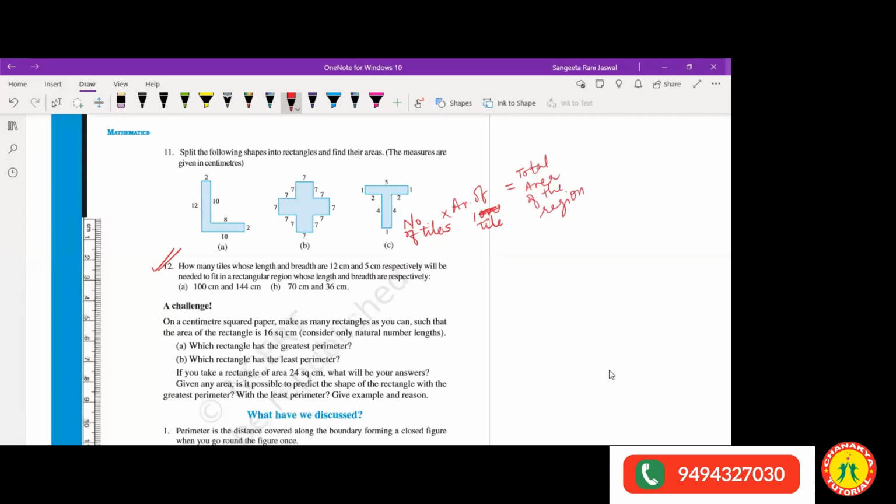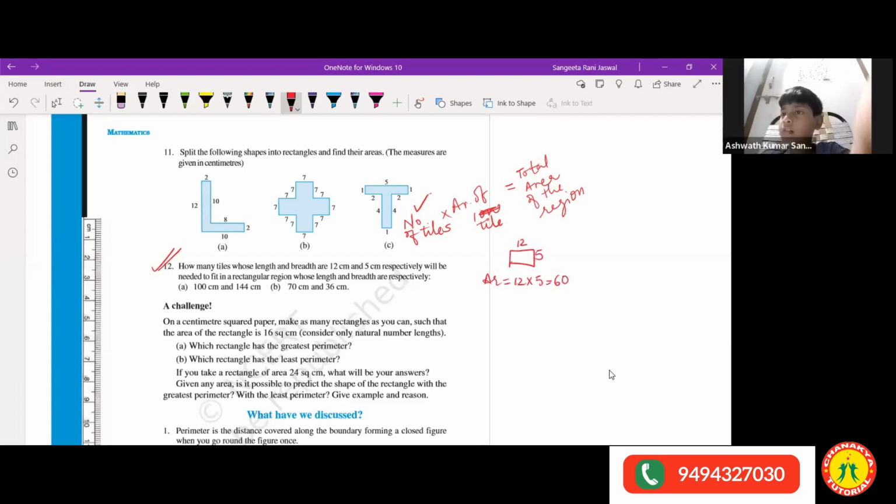So when you are asked how many tiles, we are asked to find the number of tiles whose length and breadth are 12 and 5 centimeters. One tile has length and breadth 12 and 5 centimeters. So what is the area of one tile? That is 12 into 5, that is 60 square centimeters.